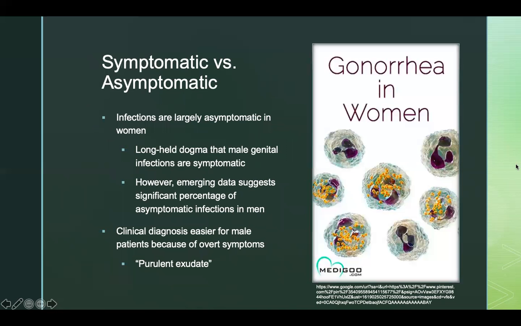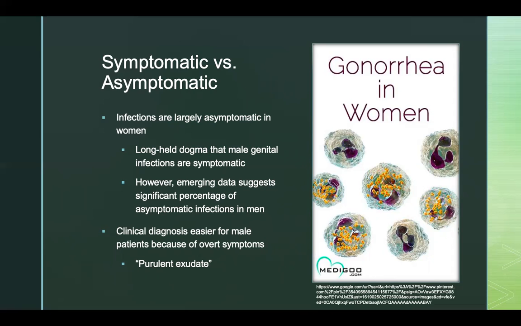Before we get into the different ways that the immune system responds to this invasion, we first go over this phenomenon of symptomatic versus asymptomatic infections of gonorrhea. For the most part, in general, infections are asymptomatic. This is especially true in the women population. And although it was the long-held dogma that male genital infections were almost always symptomatic, it is now becoming more and more understood that there is still a significant percentage of asymptomatic infections observed in the male population as well.